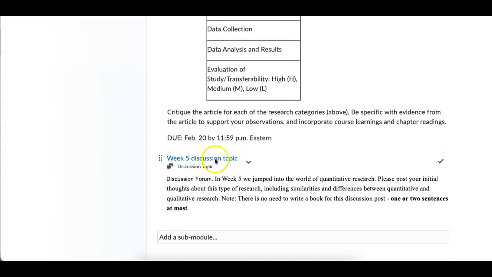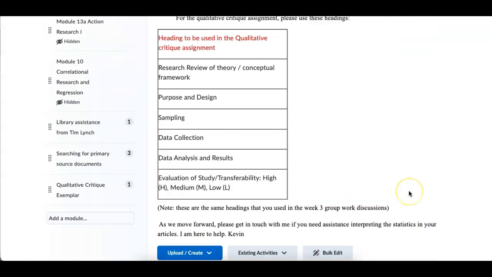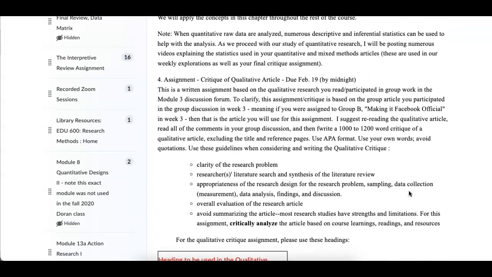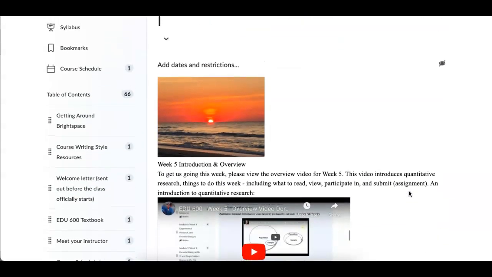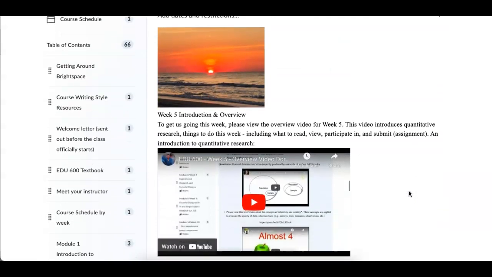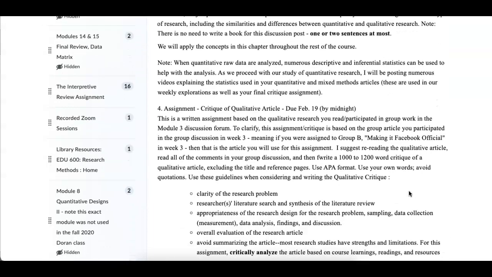So once again, here's the discussion topic. Please, 1 or 2 sentences at most. Don't give it a lot of time. The most important thing this week is the assignment. So that is it for me. 12 minutes, longer than I wanted, and I apologize for that, but there's a lot of information that I wanted to get out there.